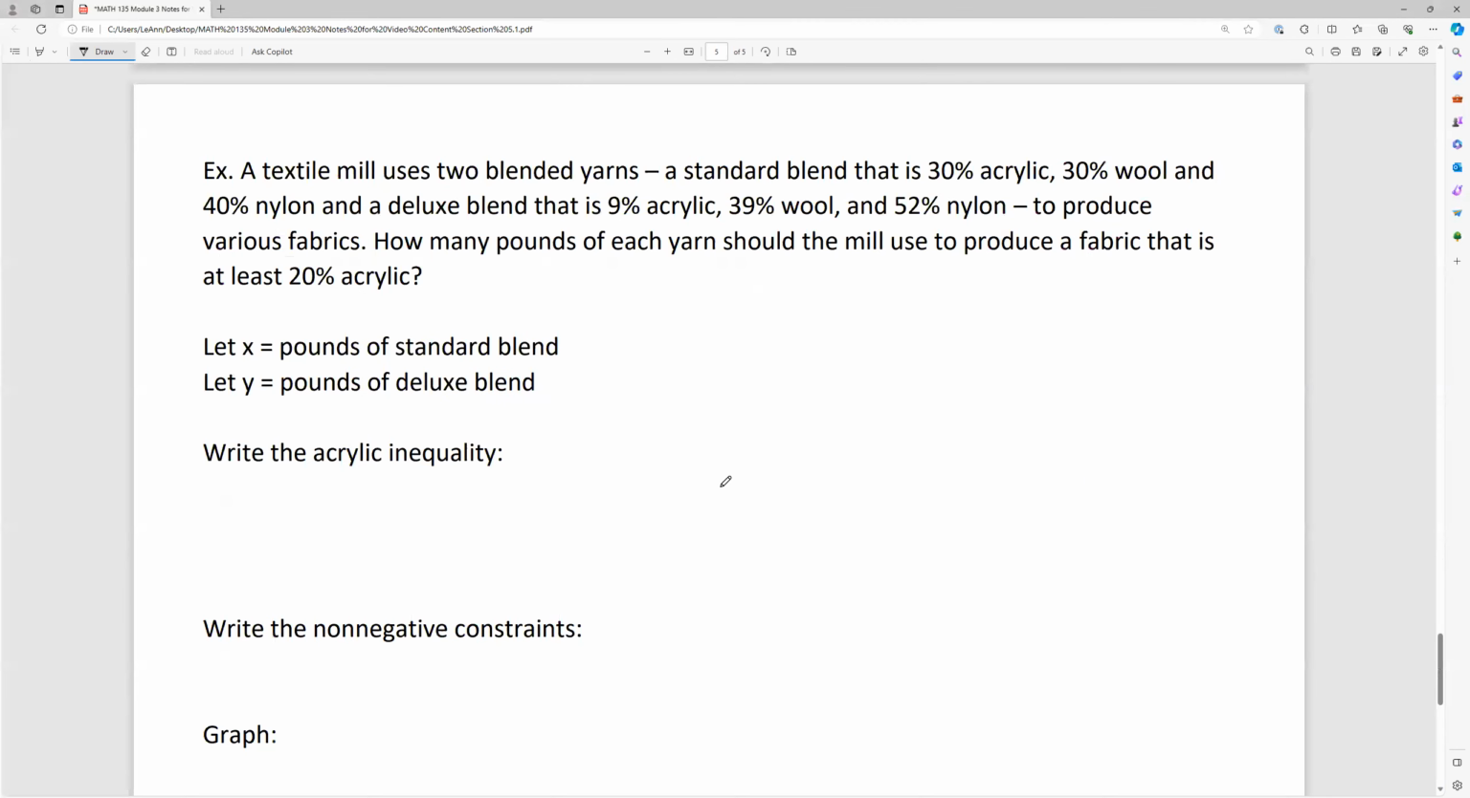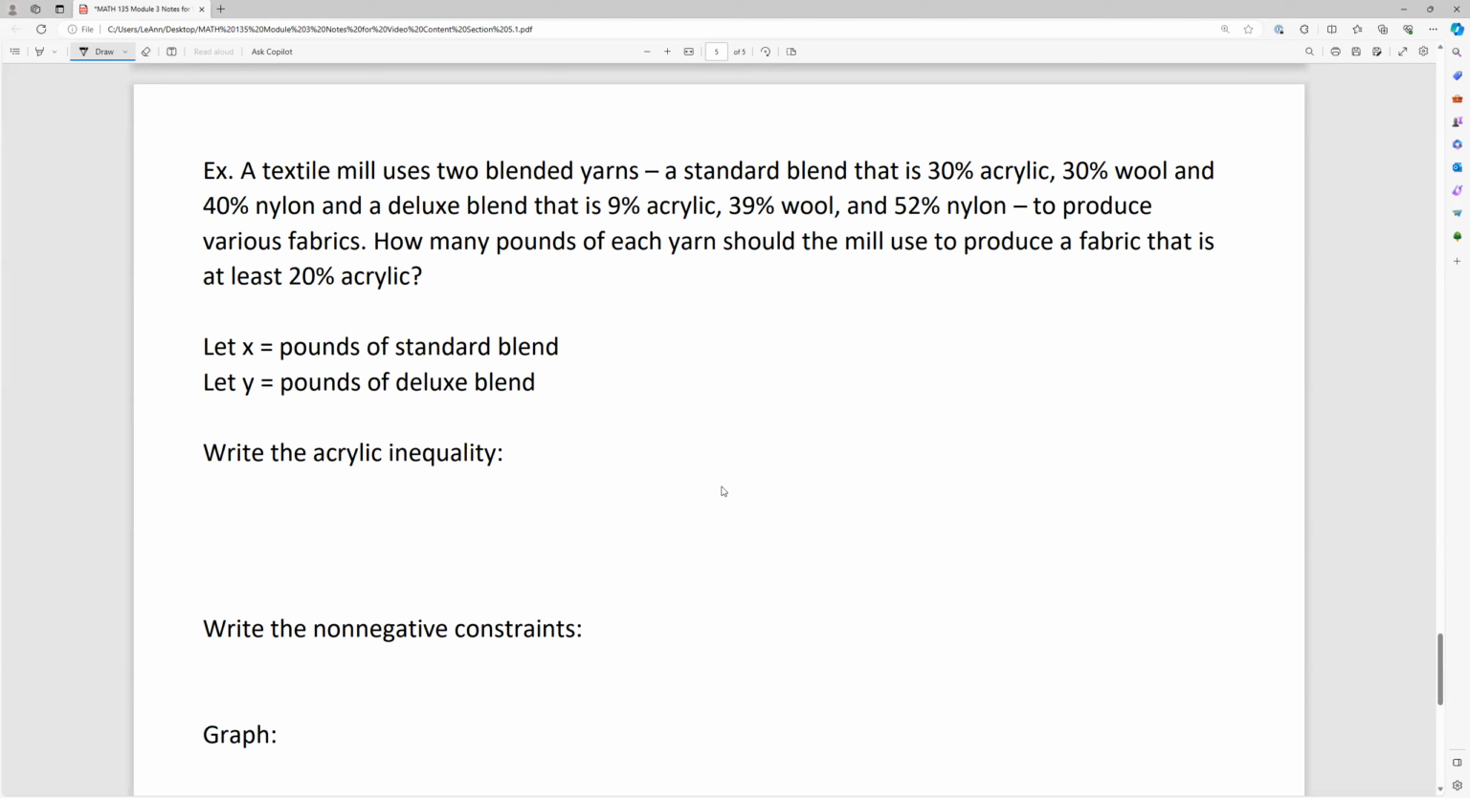Last one. This one has a textile mill that uses 2 blended yarns. We have a standard blend, and a little further down, a deluxe blend. They're giving us a lot of information in these problems. Sometimes they tell us a bunch about one type and then a bunch about the other. In the standard, we have 30% acrylic, 30% wool, and 40% nylon. In the deluxe blend, we have 9% acrylic, 39% wool, and 52% nylon. They're going to use those blends to produce various fabrics.